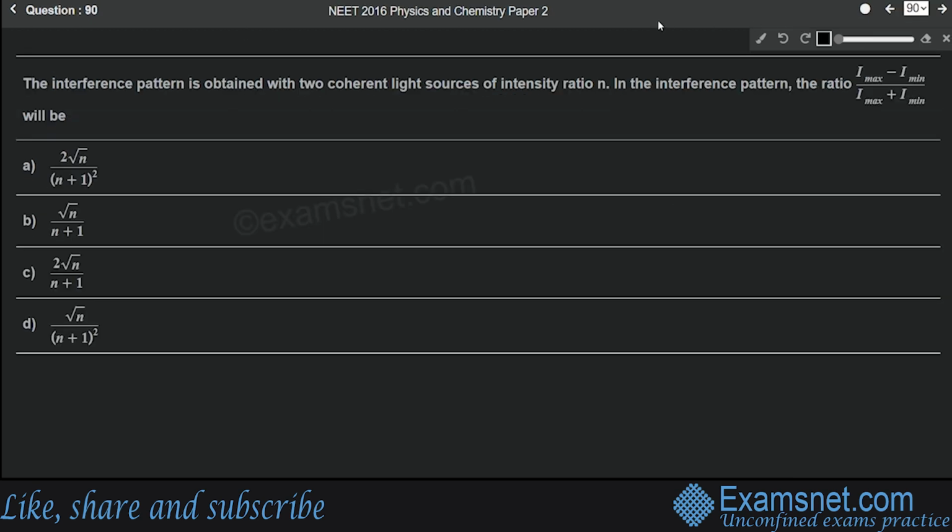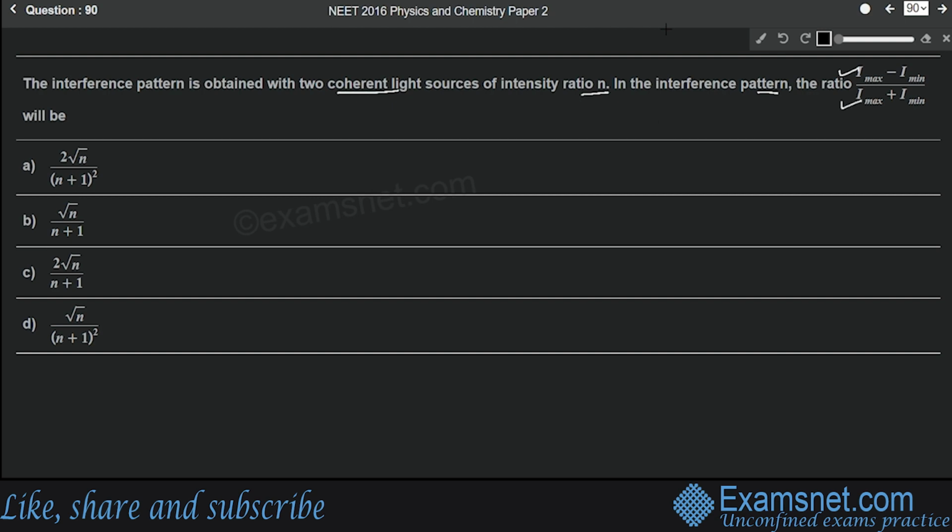And now the last question is from the chapter Wave Optics. The question is: the interference pattern is obtained with two coherent light sources of intensity ratio n. In the interference pattern, the ratio of I maximum minus I minimum upon I maximum plus I minimum will be?